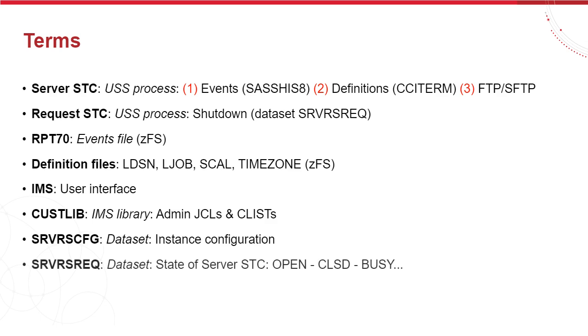SRVR SREC is the dataset in the instance that reflects the state of server STC. When the STC is active but not processing, the dataset contains the code open, indicating it's available for new processing. When the STC is brought down, the dataset contains the code CLSD.